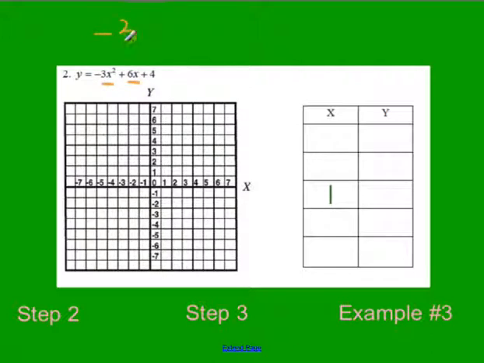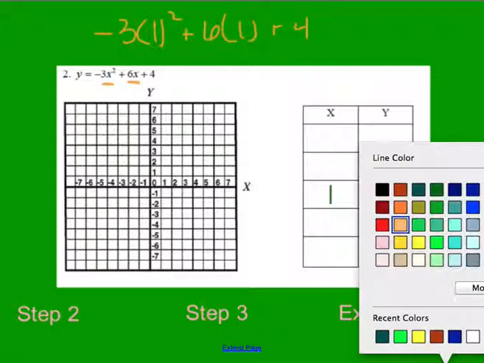So I get -3 times 1 squared plus 6 times 1 plus 4. Then you can plug that into your calculator exactly how I have it written. If you do that exactly, you will always get the right answer. And when you do that, you get 7. So your vertex is at 1, 7.